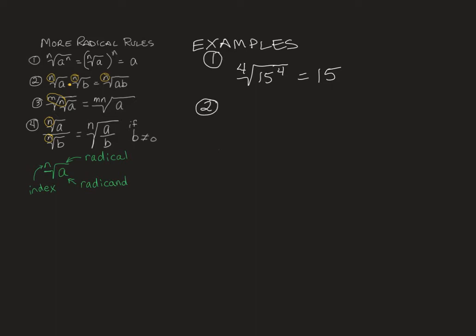Okay, so number 2. There are 2 examples for this second rule. First example, I'll label it A, will be the cube root of 5 times the cube root of 2.